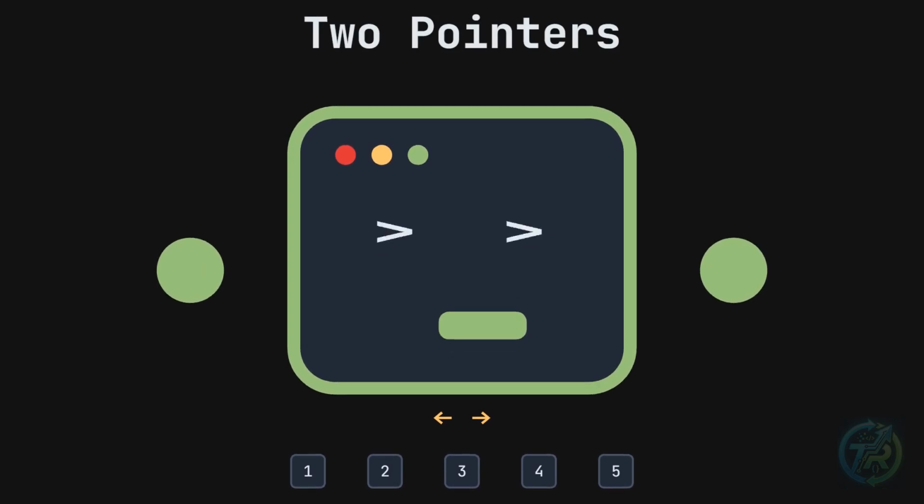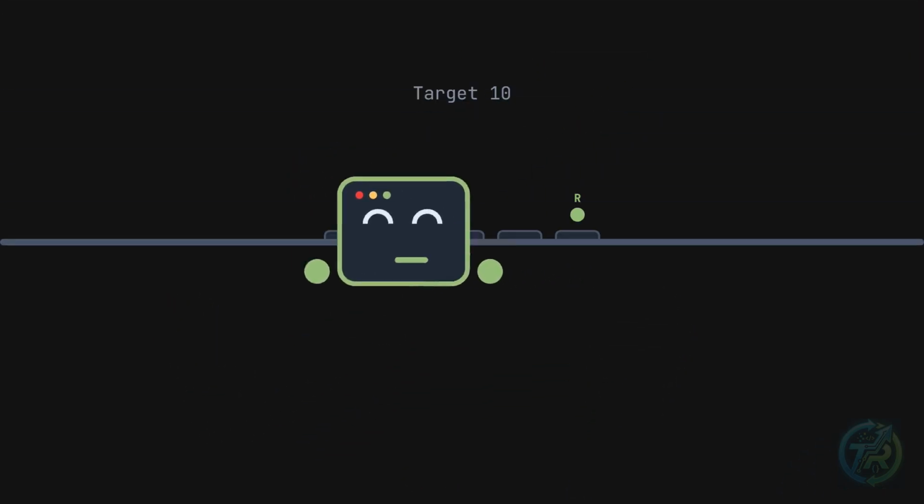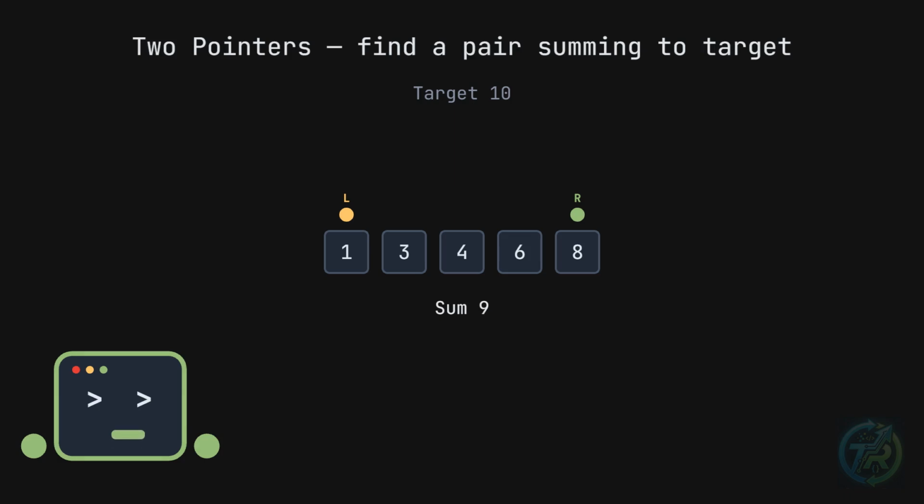Two pointers can find two numbers that sum to a target in just one pass. Place two pointers at the ends. Their sum is 9. Too low, so we move the left pointer right. Now the sum is 11. Too high, so we move the right pointer left. Still too low, so move left again to 4. Now we have exactly 10. That's our pair. One pass, no extra memory, the power of two pointers.